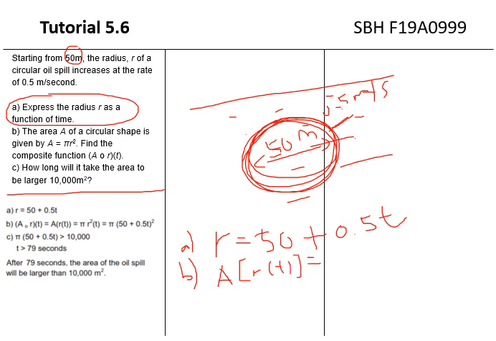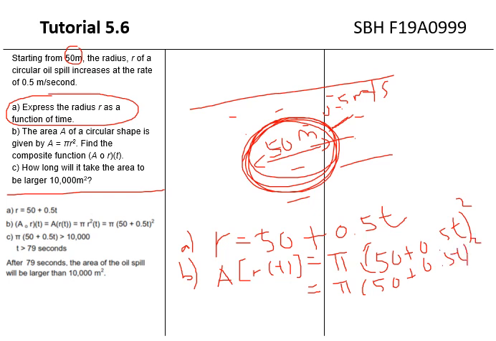So A(r(t)) equals pi r squared. Now what is our r? Our r is 50 plus 0.5t, squared. So when we expand it, we get pi times (50 plus 0.5t) squared. Okay, done, B.